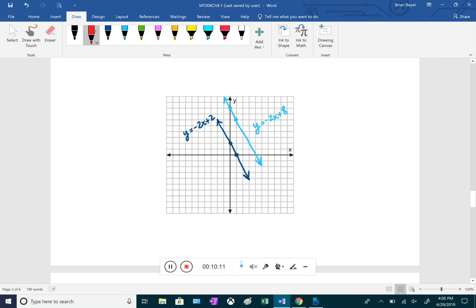It's pretty clear that these are parallel, so this is the notation for parallel. We have the same slope, different y-intercepts, so they're parallel lines, meaning there's no solution. They're never going to intersect.